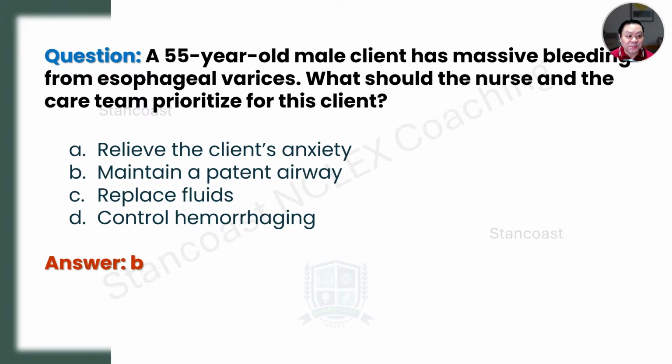Now, if you had answered letter A, relieve the client's anxiety, that would not be a priority intervention in the immediate phase. This is something that you can do at a later time. Our goal here is to address the ABC. So remember your airway, breathing, and circulation prioritization. Now, the other interventions that can possibly be done as soon as you selected the first option, which is maintaining a patent airway, would be the controlling of hemorrhage and also replacement of fluids.